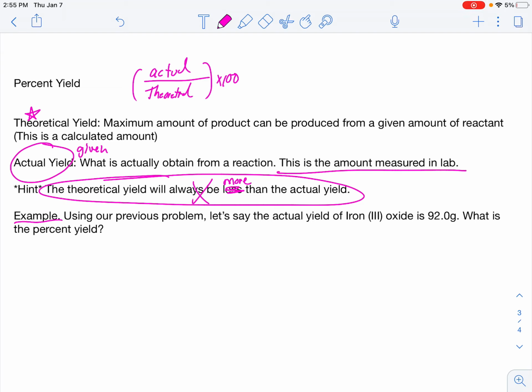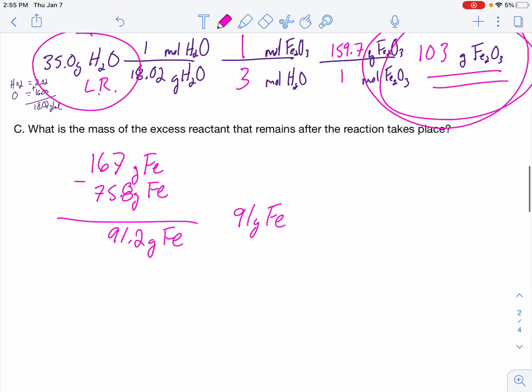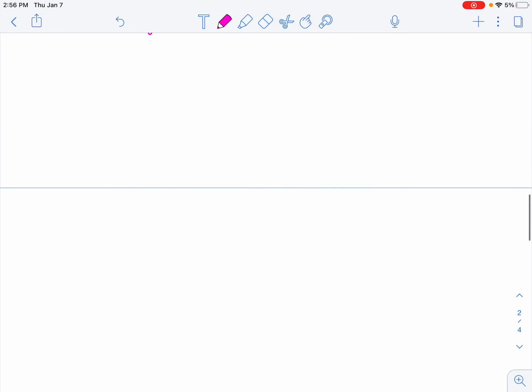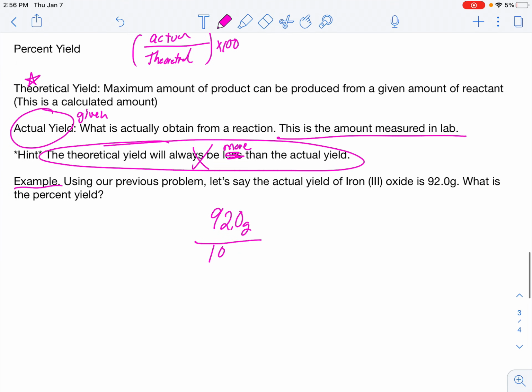So for your example problem, because this video is getting kind of long, we're going to use our previous problem, and let's say the actual yield is 92 grams. What is the percent yield? So the actual yield is 92.0 grams. Our theoretical yield, I believe, is 103 grams, right here. We divide those two, we multiply by 100.